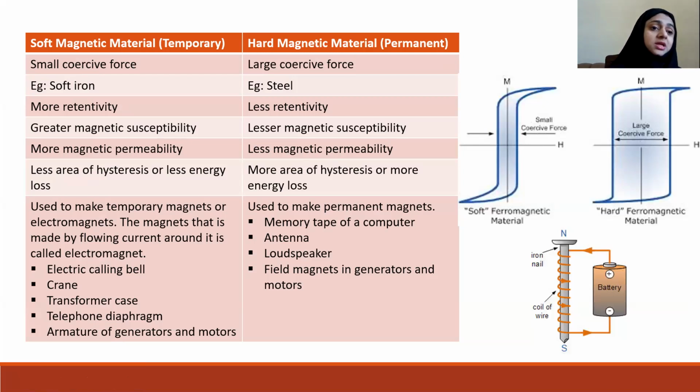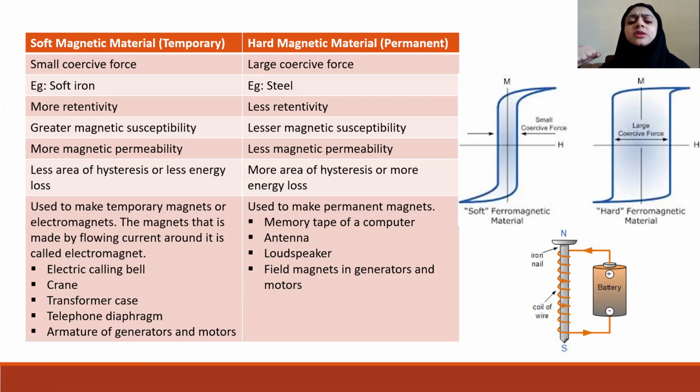It is easily demagnetized. While for a hard material, we need a large applied magnetic field in the opposite direction in order to demagnetize it, or the coercive force is large. So it's very hard to demagnetize a hard magnetic material. Now, an example of soft magnetic material is soft iron, and of hard magnetic material is steel. Soft iron has more retentivity because it gets easily magnetized and can retain the magnetic field easily, and steel has less retentivity because that means it's very hard to magnetize it.